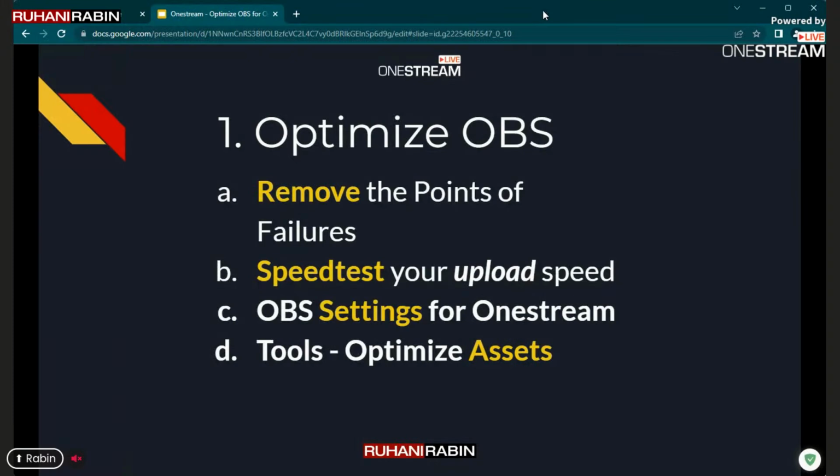A lot of people ask, what are the points of failure? There are obvious things. Number one is Wi-Fi. When you live stream, do not use Wi-Fi. Get a Cat6 or Cat7 cable, connect your desktop with a network card or connect directly to the router, so your latency will be lower and it will be consistently lower.